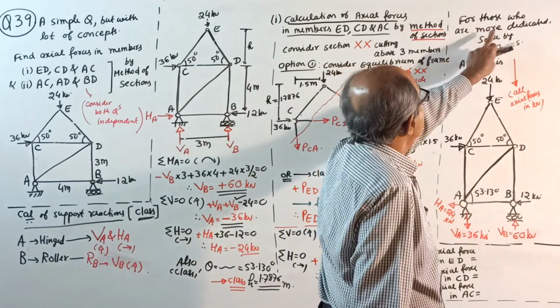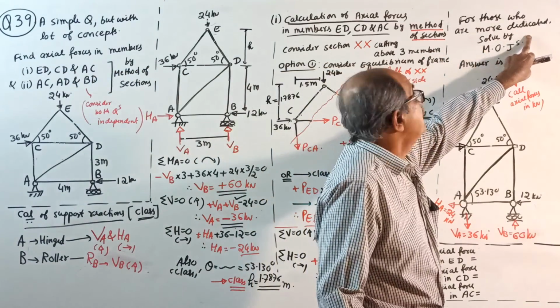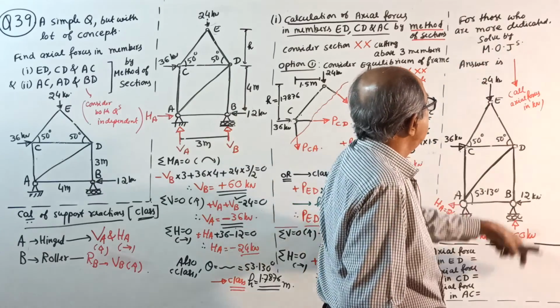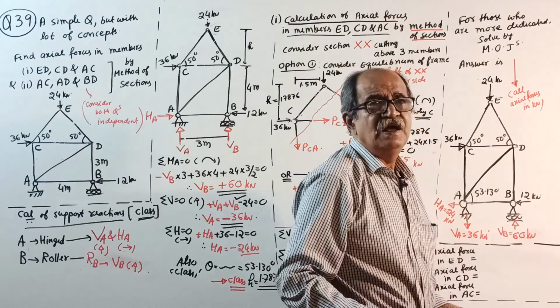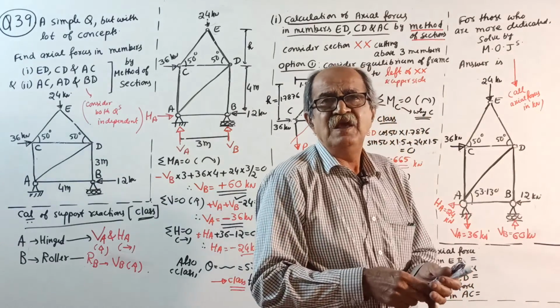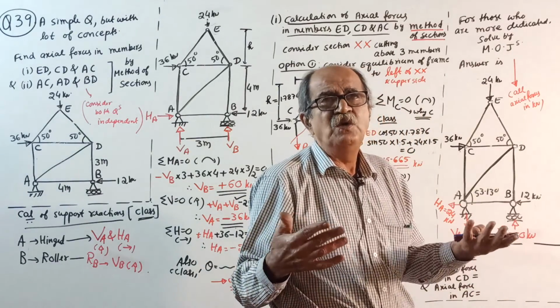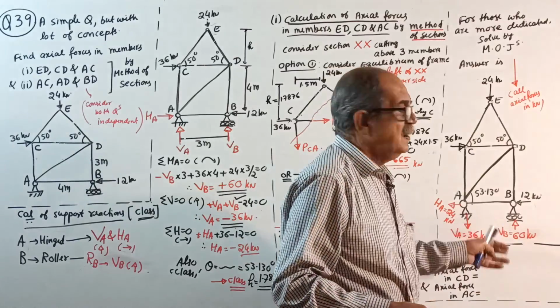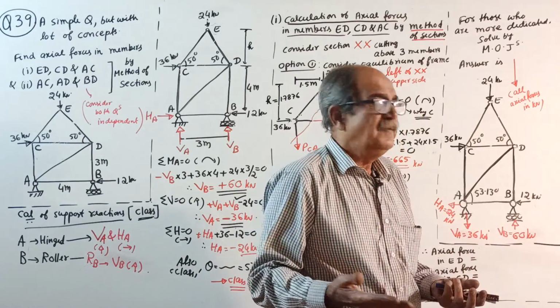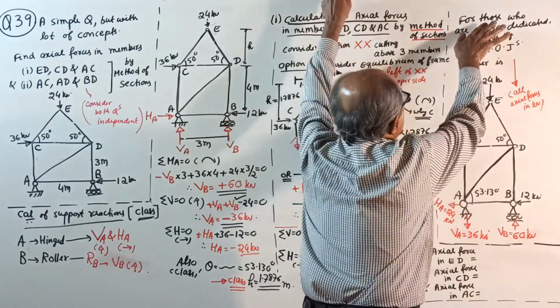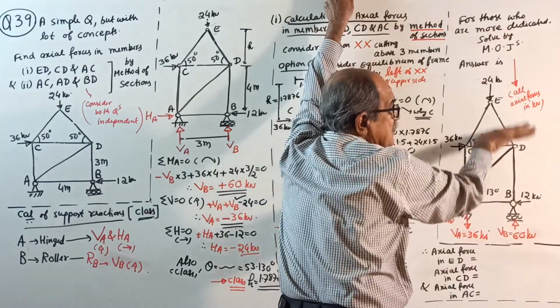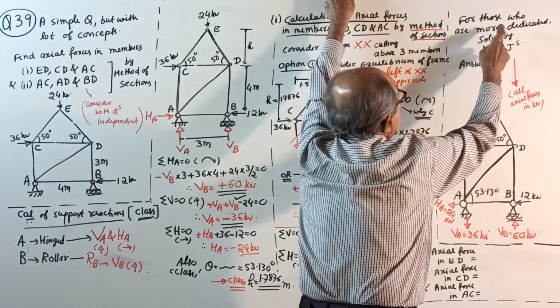One more thing. For those who are more dedicated, I don't know how many are there, solve by method of joint. Answer I will give. I will enter in front of you as usual, directly using calculator without showing any calculation. It is my capacity. Don't worry, you get the answer. This is not for method of sections, just for those who are more dedicated.